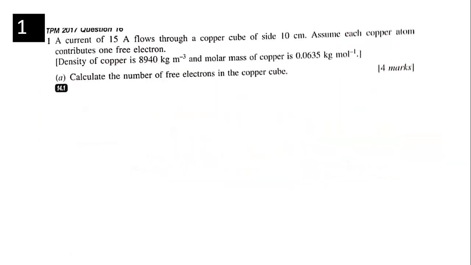The current of 15 ampere flows through copper cube of size 10 cm. Assuming each copper atom contributes 1 free electron, density of copper is given, molar mass of copper is also given. You can memorize the formula, if not derive it. Calculate the number of electron in copper cube.